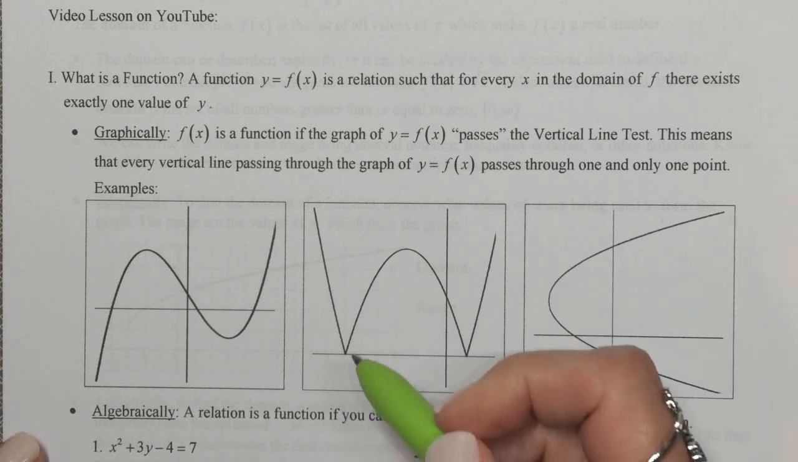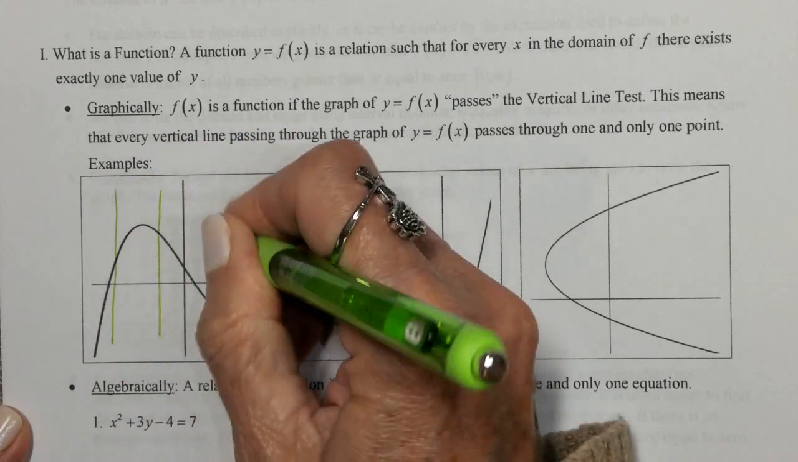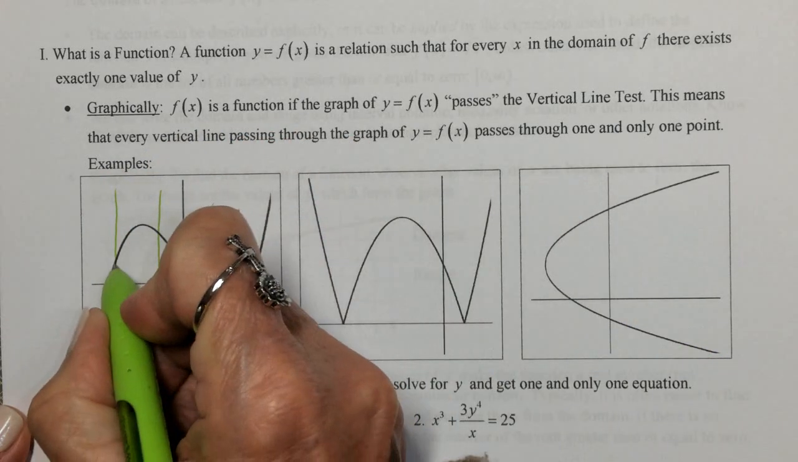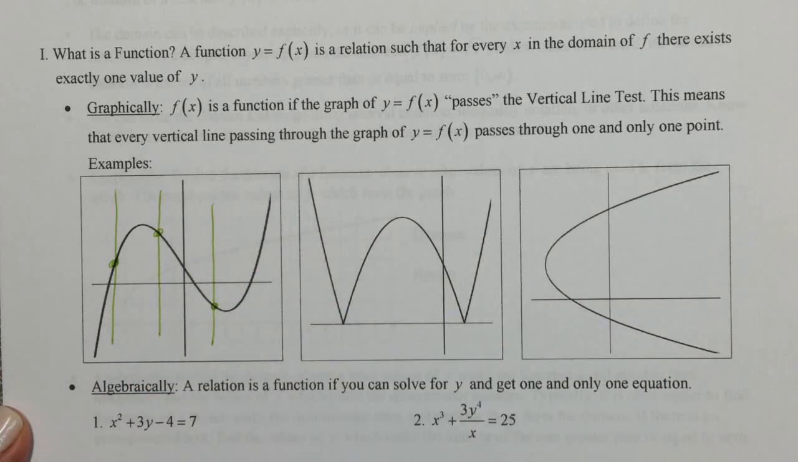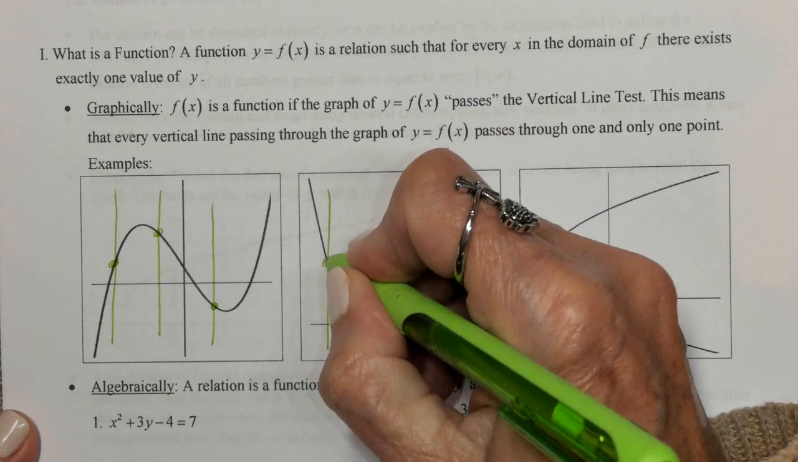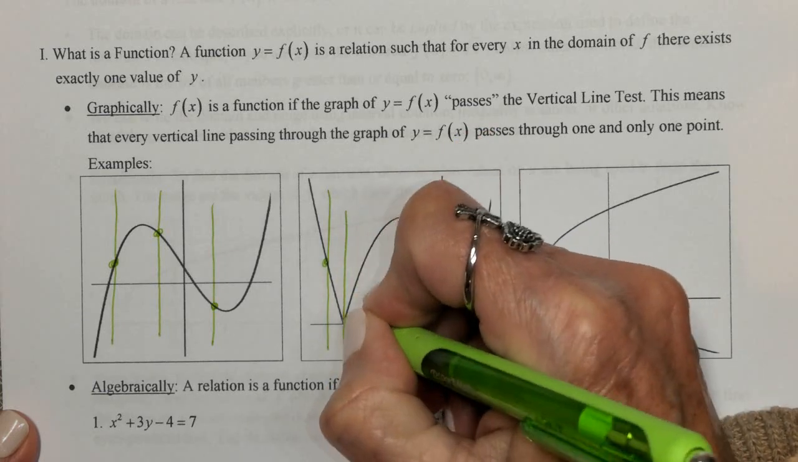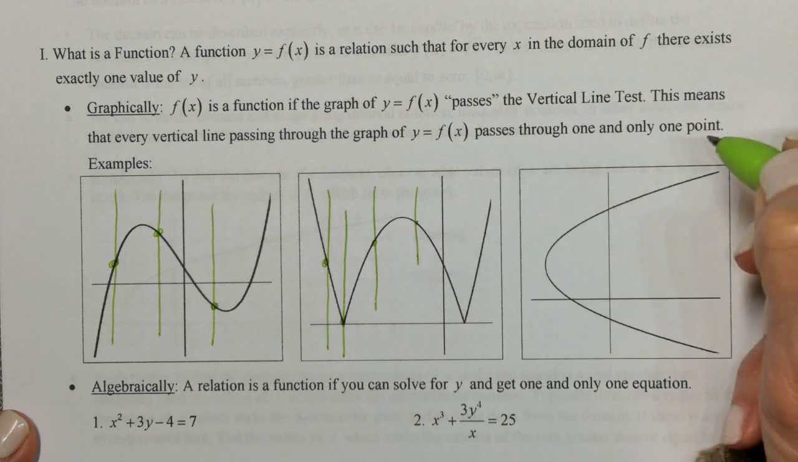So for a few examples here, every vertical line that we draw through this graph passes through exactly 1 point. Every one. I cannot draw a vertical line through this graph that passes through more than 1 point or fewer than 1 point. Okay? Same with this one. Every vertical line, no matter where I draw it, passes through exactly 1 point, right?